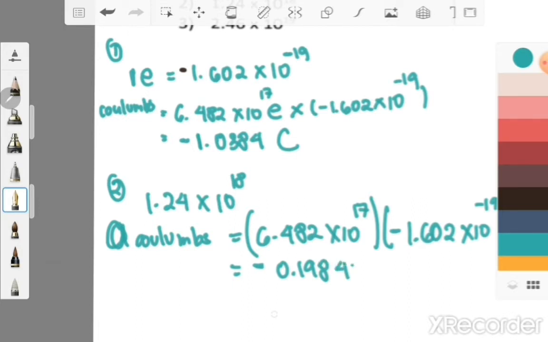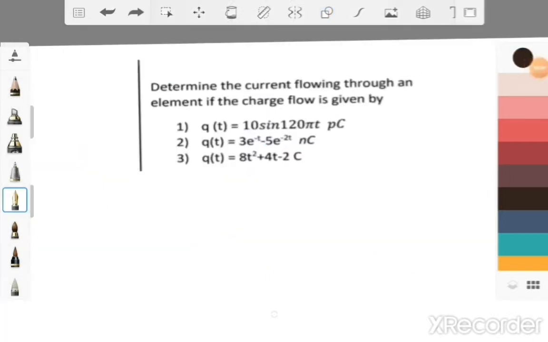0.1984164 columns. 4164 columns. Okay. Try the third example, and the answer of the third example is equal to negative 3.99092. So please answer the third example. Let's proceed to your example number 2.